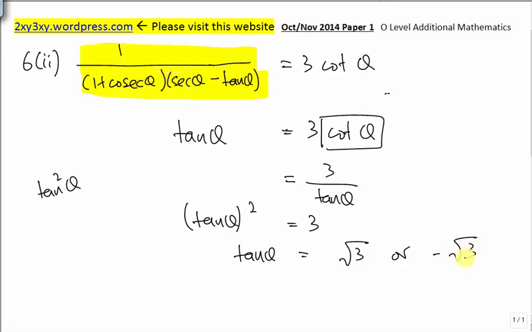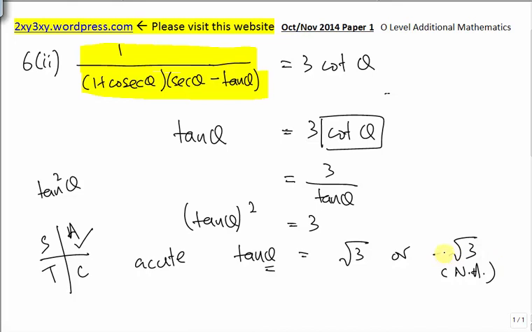Now the question only requires us to find the acute angle theta. Acute angles lie in the first quadrant, so we just need to consider the positive tangent theta. This one is not applicable because in order for tangent theta to be negative, it has to lie on here and here, and these two quadrants are not acute angles. Acute angle will be the first quadrant here. In the first quadrant tangent theta is positive. That's why we choose this expression here.